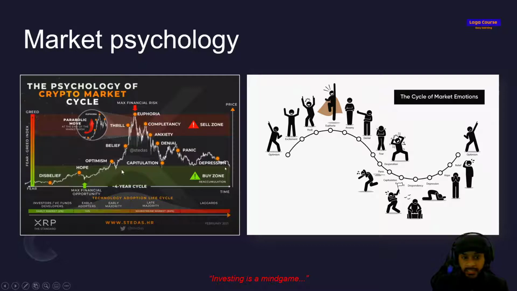This part of the cycle is where everybody becomes delusional and they just start throwing their money into the crypto asset or a stock just to FOMO in. FOMO means fear of missing out. So this last part is a cycle where a lot of retail step in.